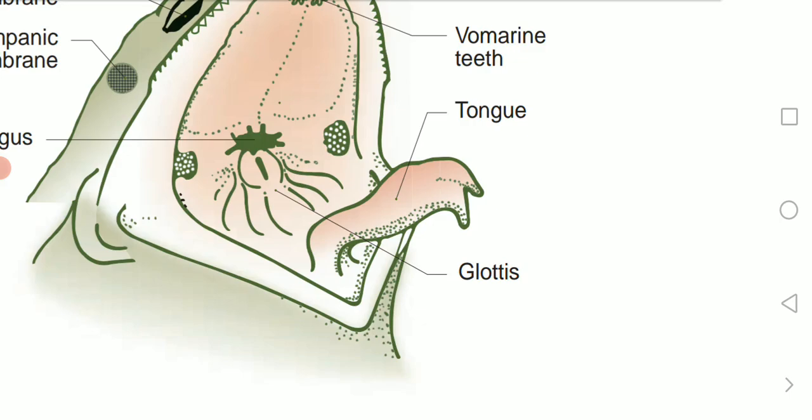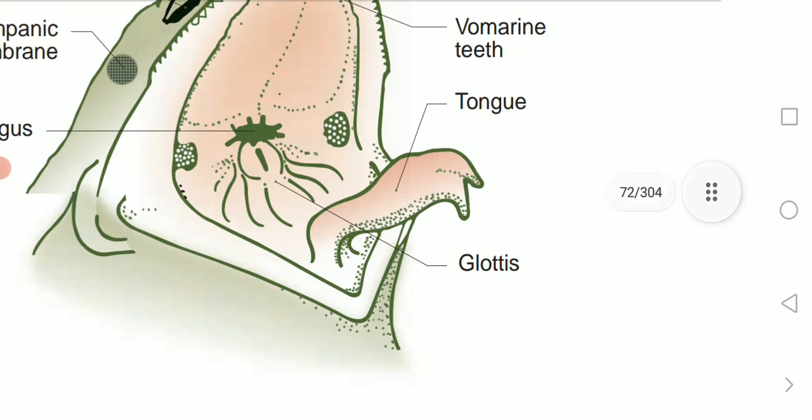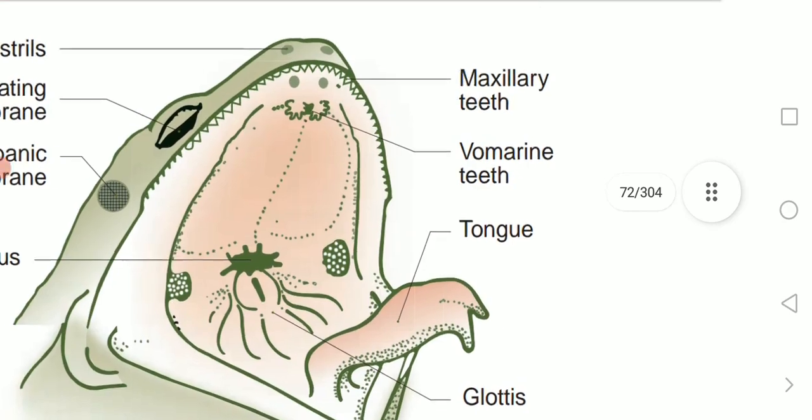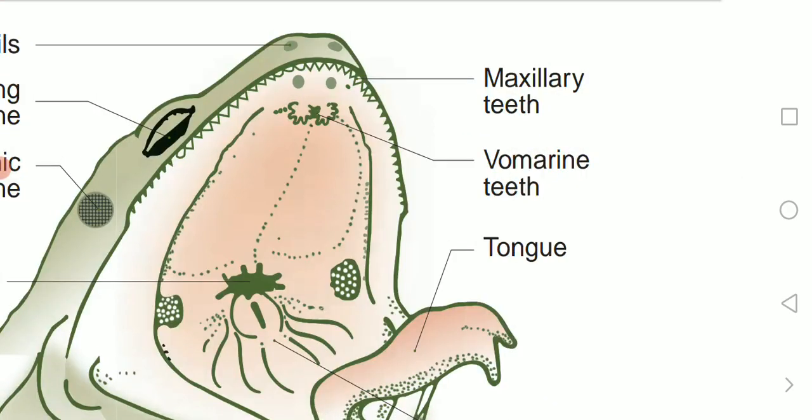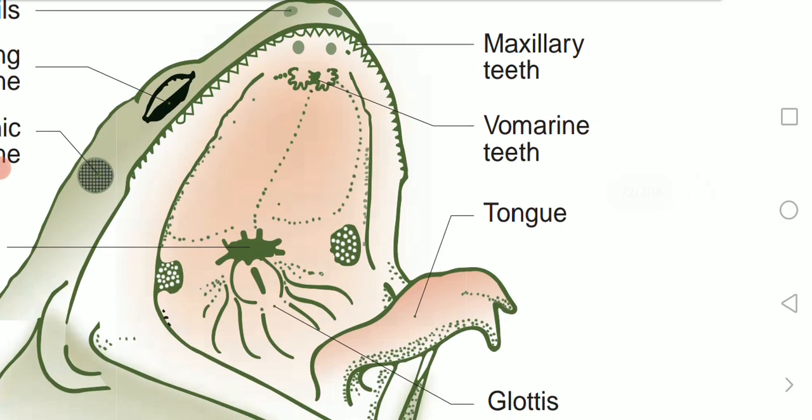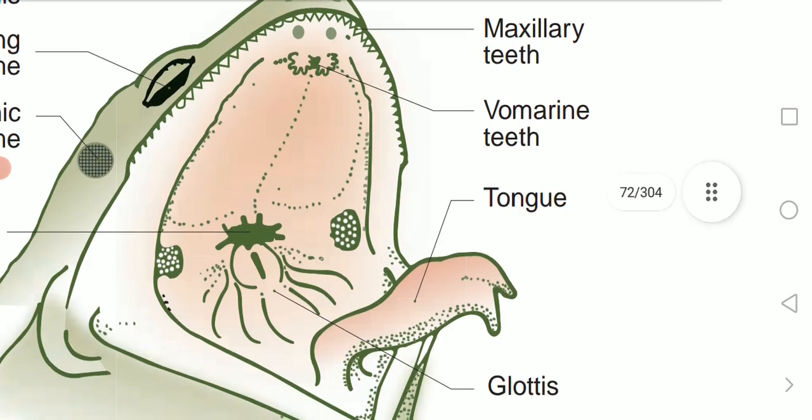Here, a row of small and pointed maxillary teeth are there. This is the maxillary teeth, found on the inner regions of the upper jaw. There are also other teeth we call vomerine teeth, present in two groups, one on each side of the internal nostrils.